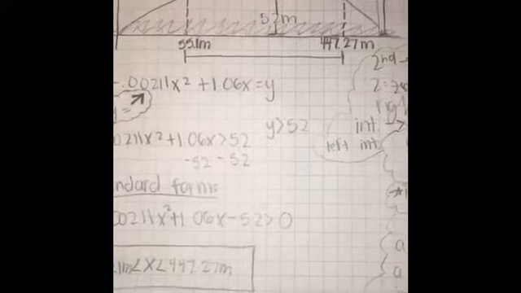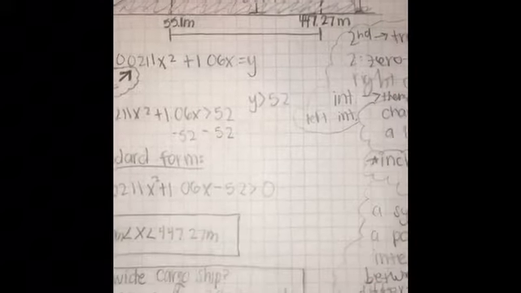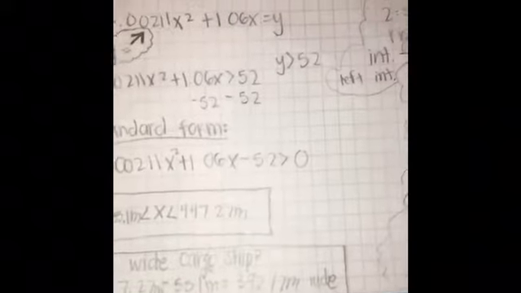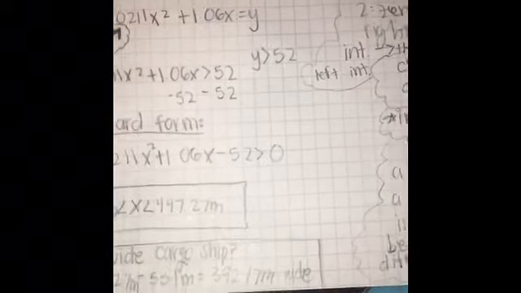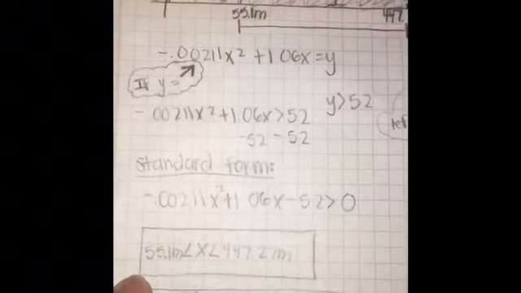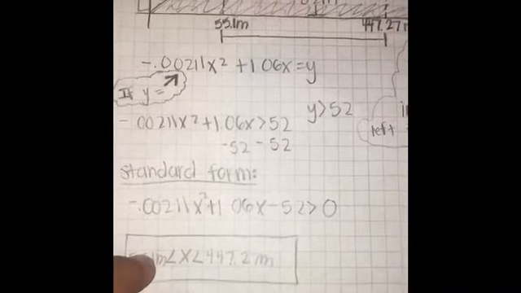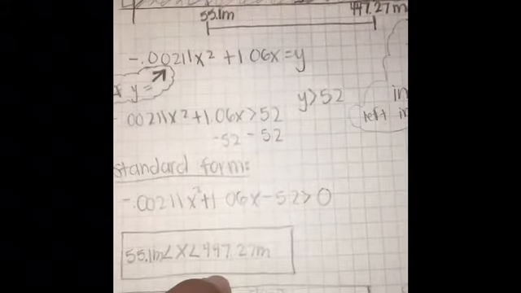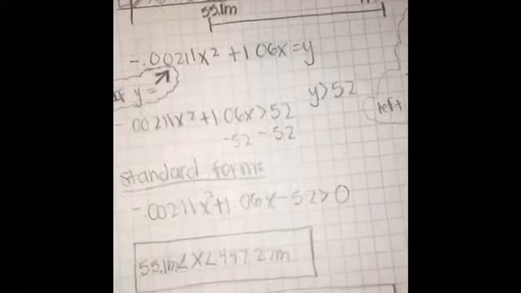Here's a diagram, and if y equals negative 0.00211 x squared plus 1.06 x, and you put it all less than 52, then you want to subtract 52 from each side. In standard form, that's negative 0.00211 x squared plus 1.06 x minus 52 is less than 0. Once you simplify, you're going to get 55.1 meters. That's smaller than x, but x has to be less than 447.2 meters.